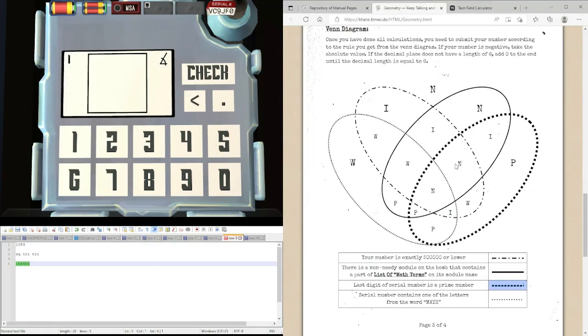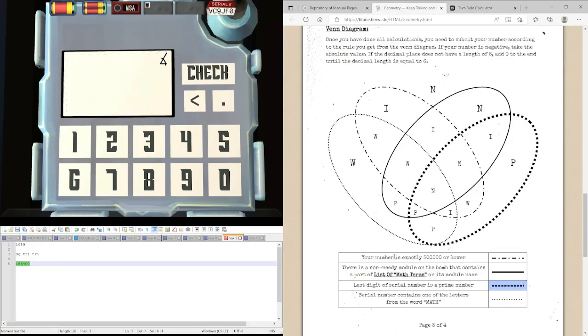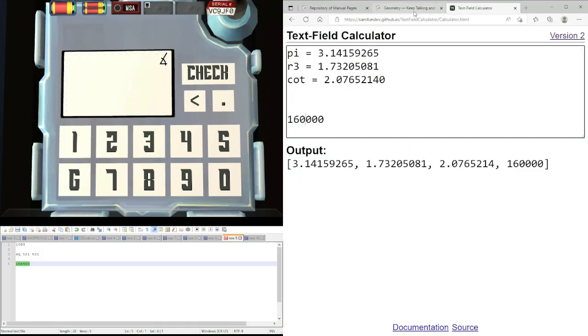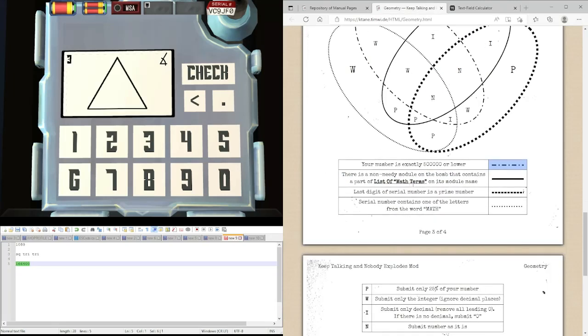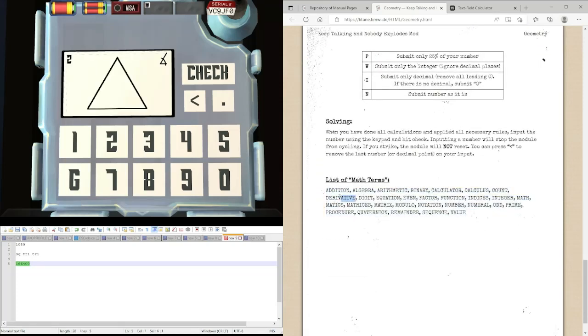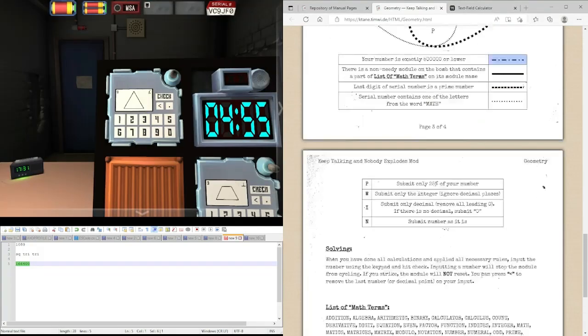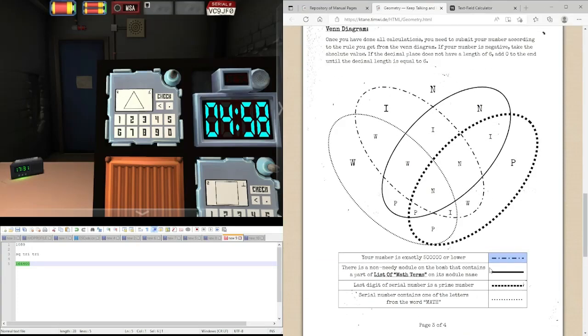Now we're going to come down to this Venn diagram and check which of these conditions this number follows. So we have: our number is exactly 500,000 or lower. We have 160,000, so yes. There's a non-linear module that contains one of the words, where a list of math terms is down here. So for example, derivatives, the digit, equations x, reverse Polish notation, hidden value. Even or odd is going to apply for both of these. But we don't have any other ones, because geometry is not one of the words down here. So we're going to ignore that one.